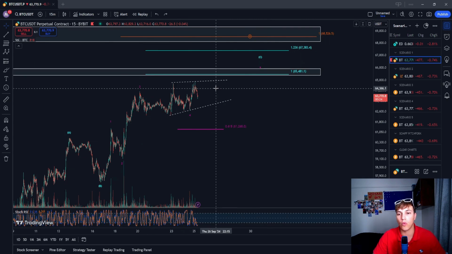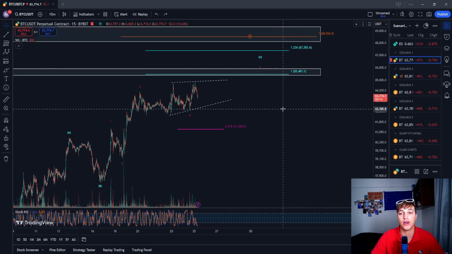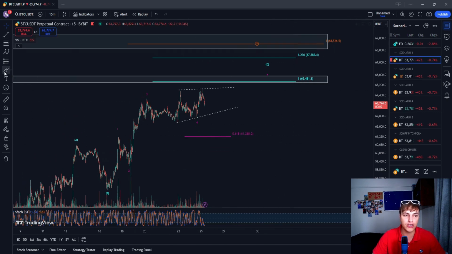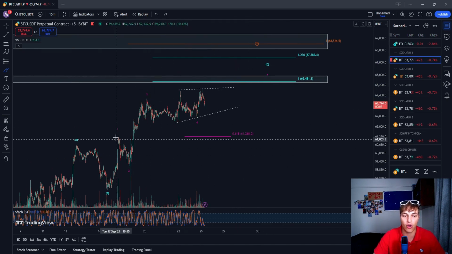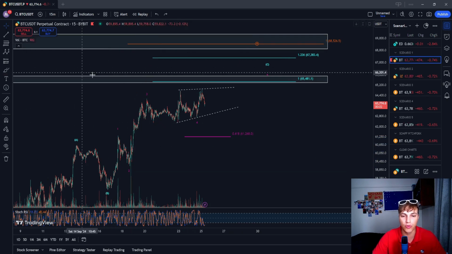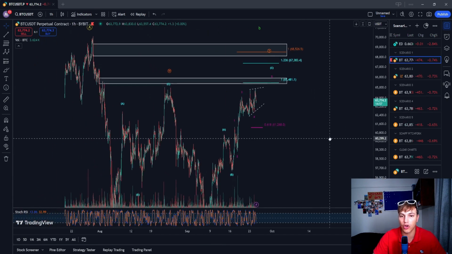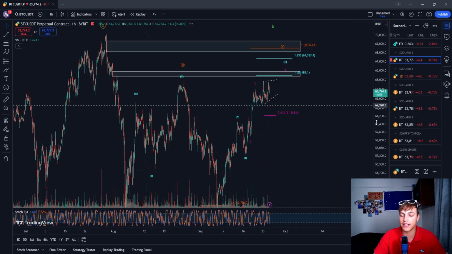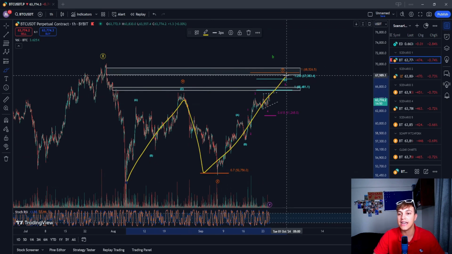The target for this wave C is 65,481 at the 1-to-1 ratio. And the wave C can extend to 67,383. This wave 5 should play out soon, as this wave 4 is becoming quite long compared to the wave 2. But if we go back to the hourly time frame on this scenario, we can see here that the 1-to-1 target for this WXY, this being here WXY, sits at 68,526.